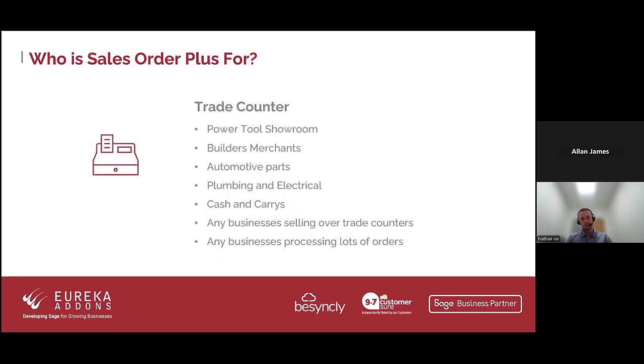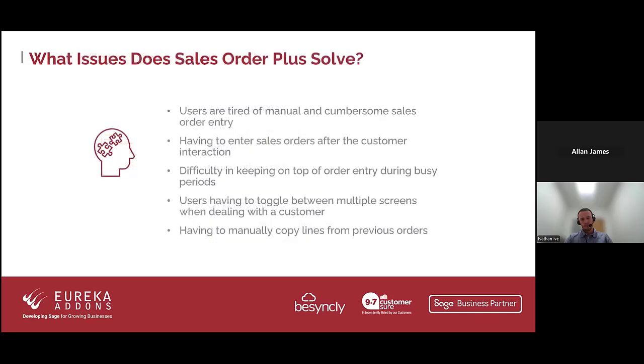We also have it in a few trade counter businesses and people selling building equipment or building materials, power tools, automotive parts, plumbing and electrical. We've even got it in a cash and carry in Glasgow, and they use Sales Order Plus. Anyone selling over a trade counter benefits because we've got lots of printing options. It can take the order, allocate, dispatch, and print the dispatch note, depending on how it's set up at different printers. So it helps that process be rapid.